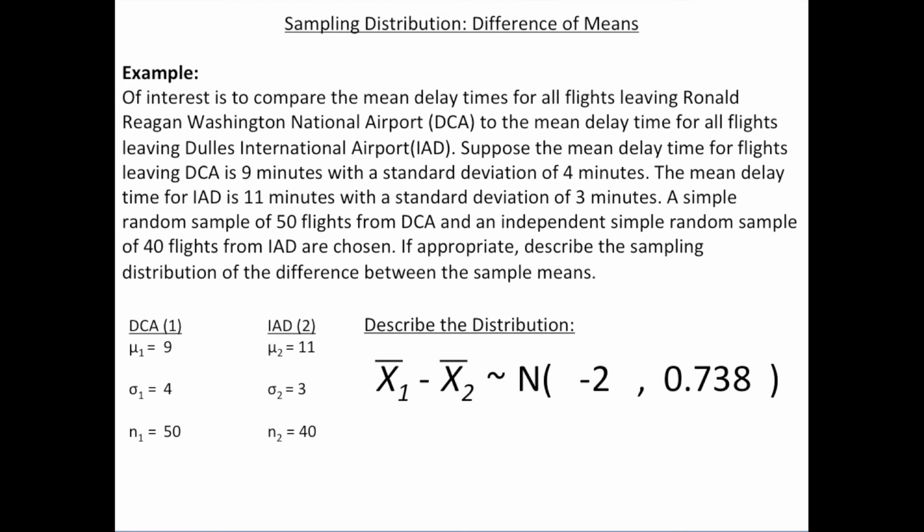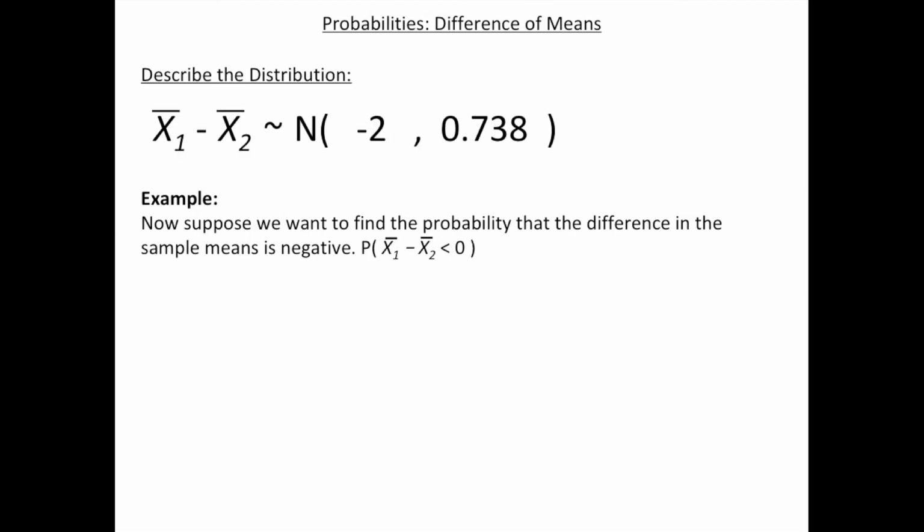Once you have a description of your distribution, you can then be asked to find the probability for a difference in the sample means. Suppose we want to find the probability that the difference in the sample means is negative. In these problems, you can just use the normalcdf function in the calculator. When you see the difference in the sample means, you need to use your mean and standard deviation from your sampling distribution. And if you need help finding probabilities, you can go back to our previous videos on normalcdf functions as well as finding probabilities for normal variables.